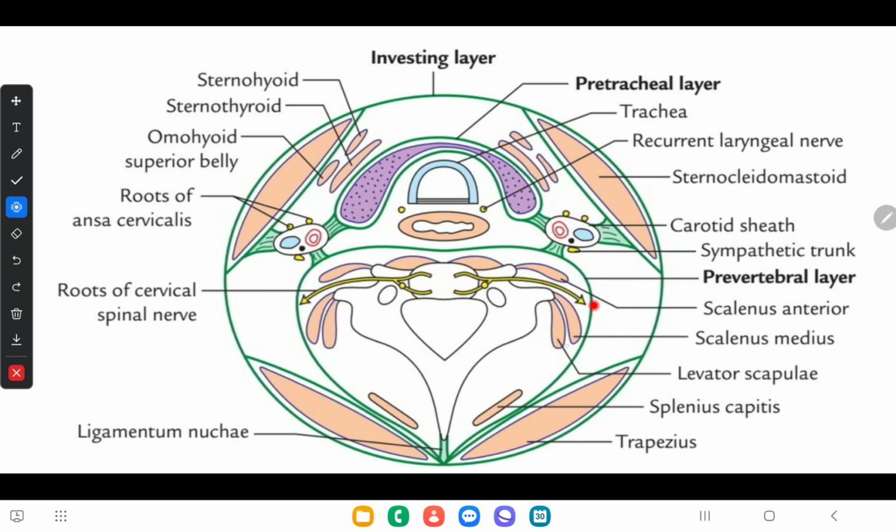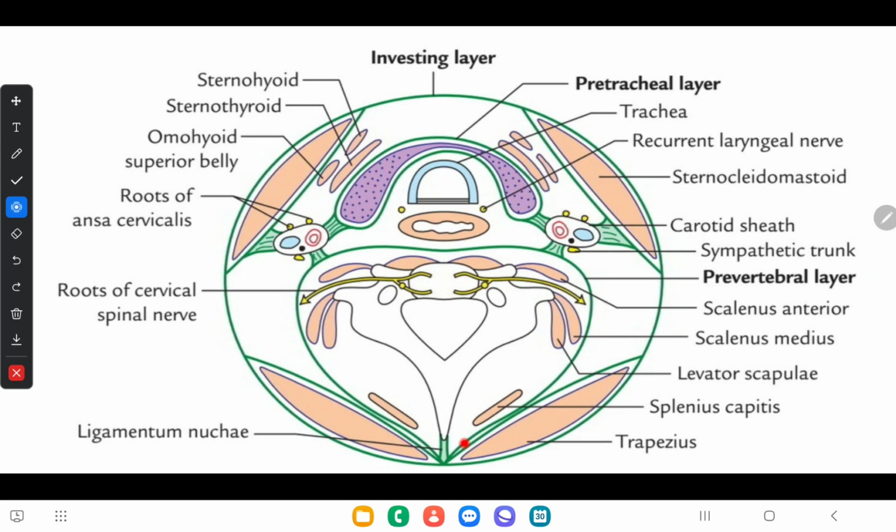Then it is also superficial to the scalenus medius muscle here, as well as the levator scapulae muscle and splenius capitis muscle here. It then passes over the deep muscles of the back to reach the ligamentum nuchae, or it merges with the fascia under the trapezius like this. Here you can see it finally attaching to the ligamentum nuchae.